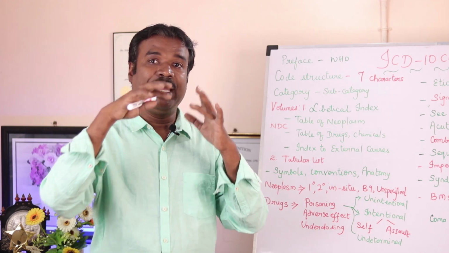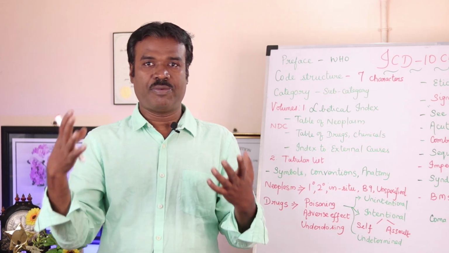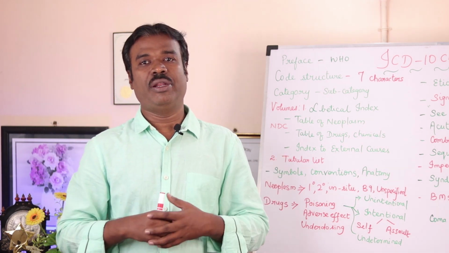Now you have to figure out A and B, what is the difference? See if there is any initial encounter, subsequent encounter, things like that. Accordingly, you can report the codes.